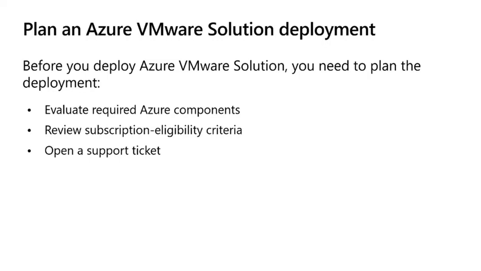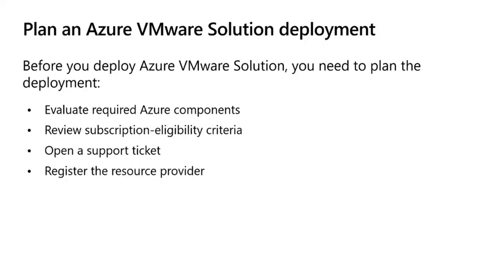The process for that support ticket is also based on your subscription eligibility criteria, because if you have an enterprise agreement, a Microsoft customer agreement, or your subscription is under CSP, Cloud Solution Provider, the process to create that support ticket might be a little different. But in any case, you have to open the support ticket and request a quota increase. That could take a couple of days, so it needs to be done as soon as possible while you're reviewing your environment.